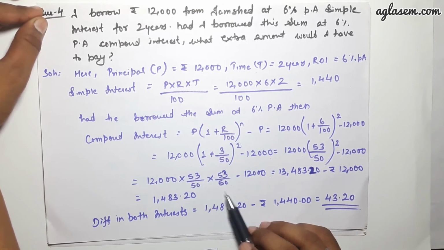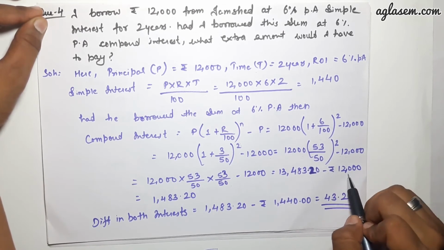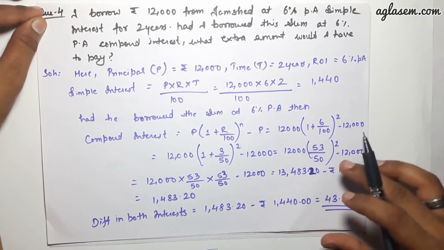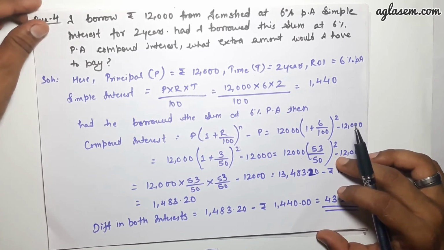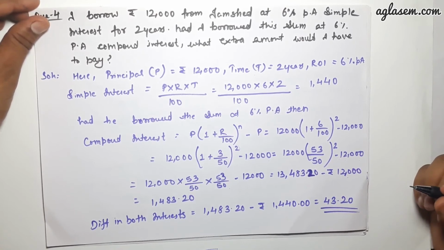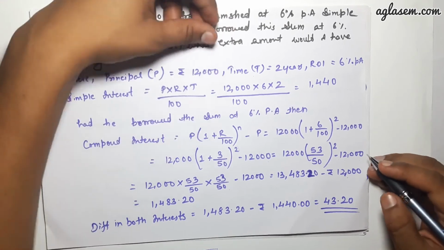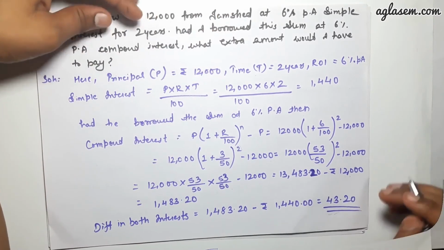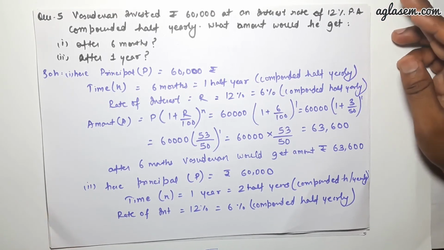So after solving this, we get 13,483.20 minus 12,000. So we get the answer, that is 1483.20 rupees. The difference in both interests is 1483.20 minus 1440 rupees, which equals 43.20. So now coming to the next question, that is question number 5.